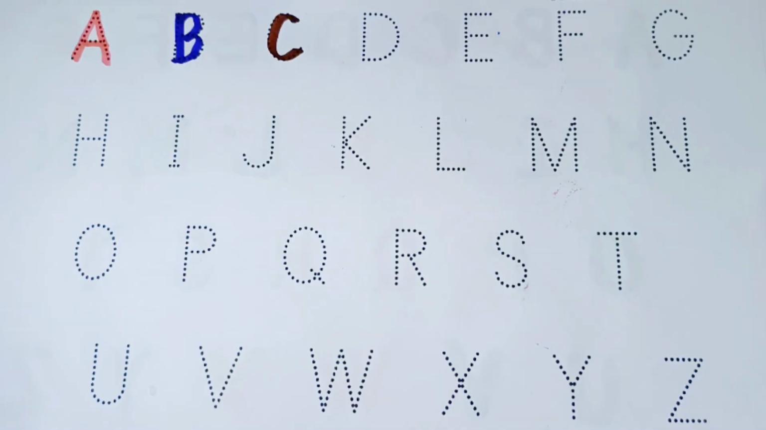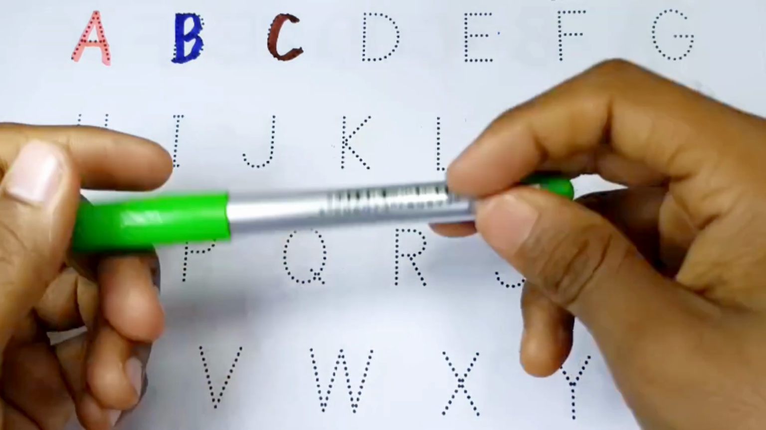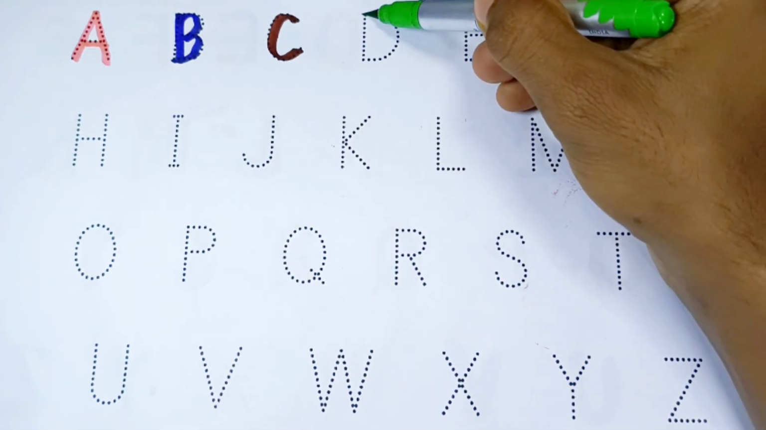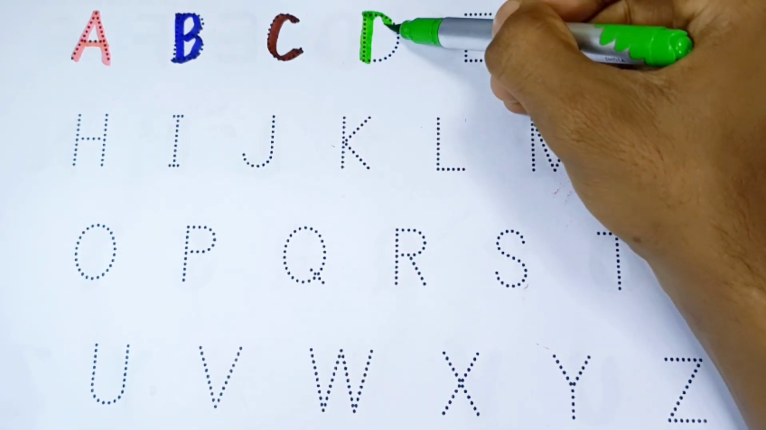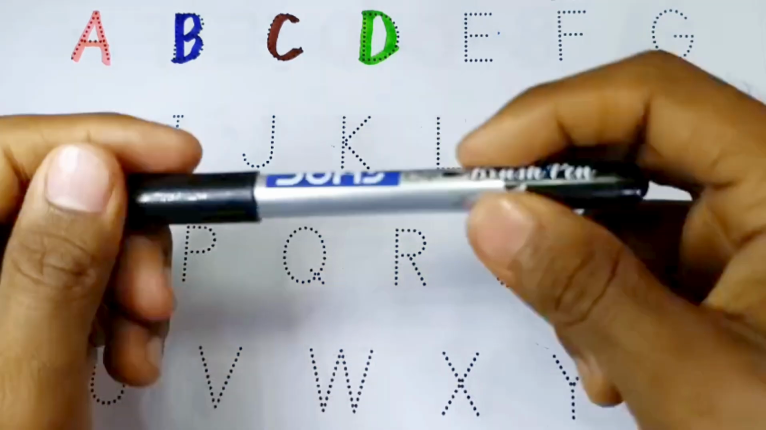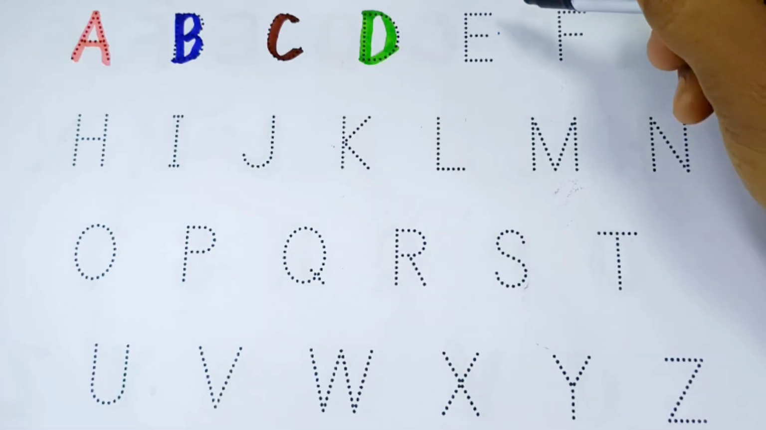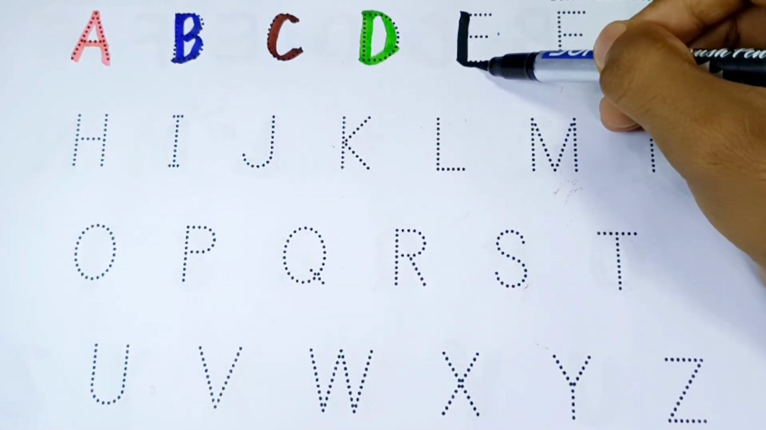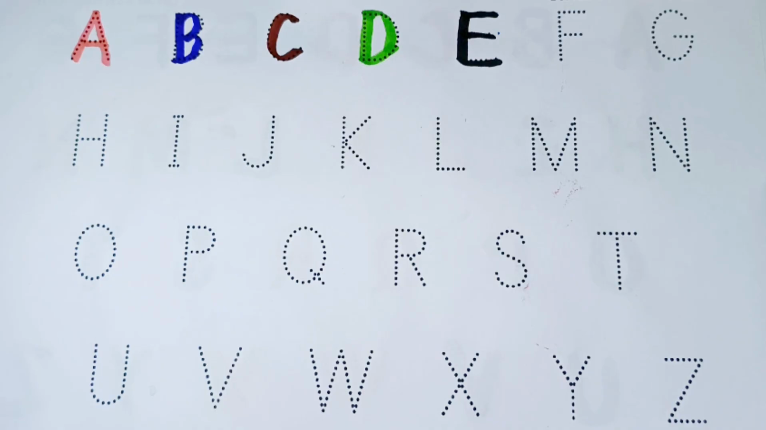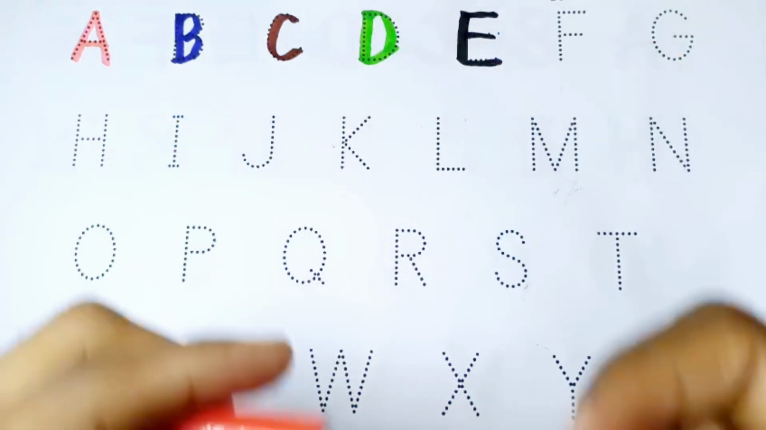C for cat. Kids, now you draw D and use light green color. D for dog. Kids, now you draw E and use black color. E for elephant. Kids, now you draw F and use red color.